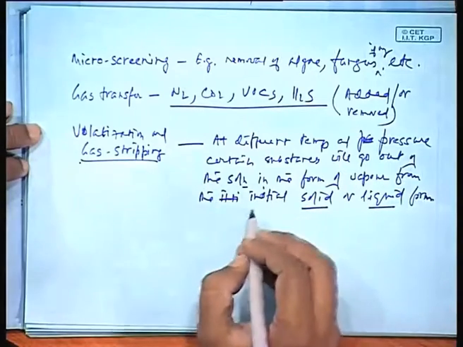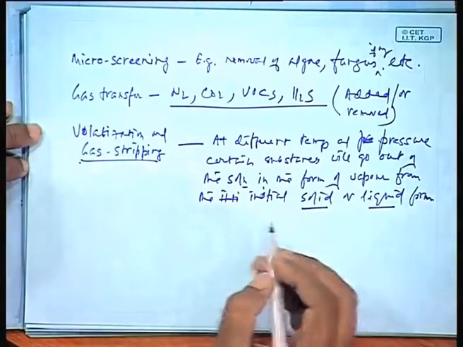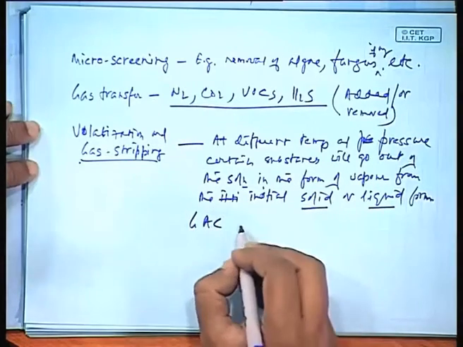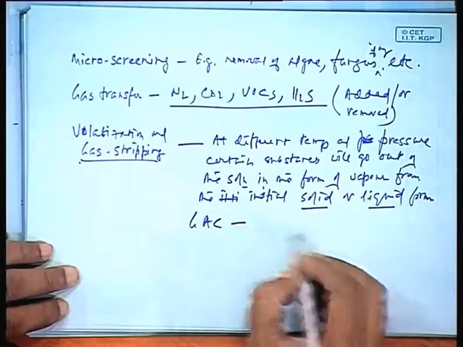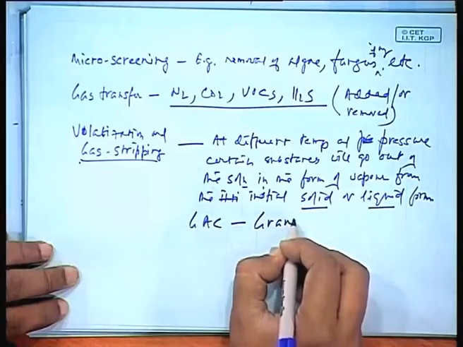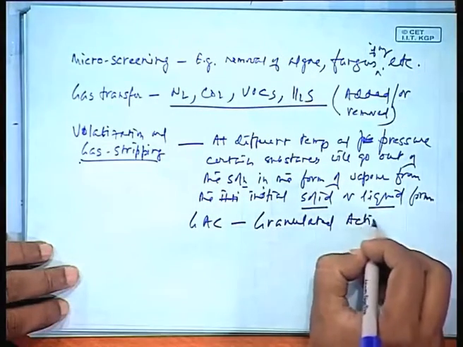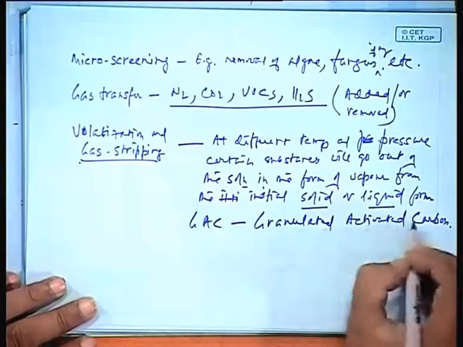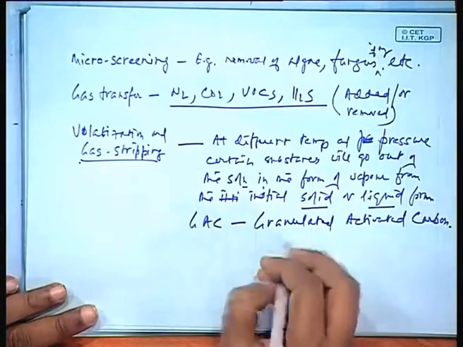Gas trapping is a case where substances like granulated activated carbon, GAC as we call it, are used. What is the aspect of this granulated activated carbon? Basically, it is like coal and coke, the process of coking by which coke is produced. The essential difference is that the total surface area is more.